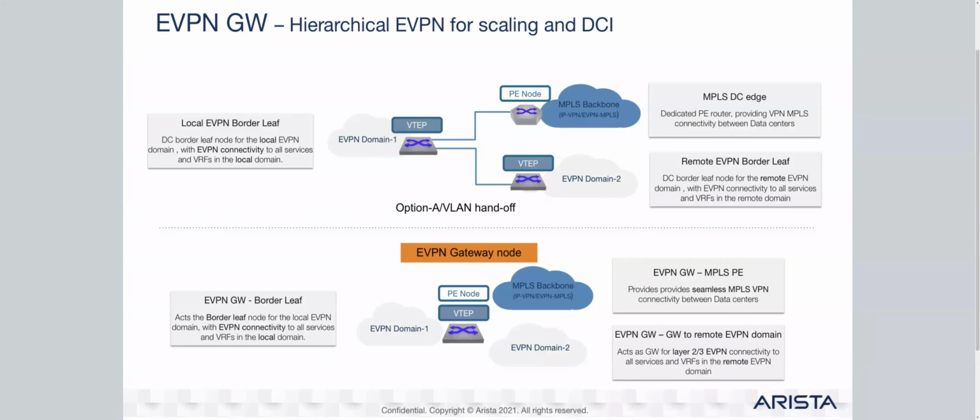And you could do a similar type of option A VLAN handoff model if you want to interconnect two EVPN domains within the same site. So certainly that's a solution that's possible today. What we're talking about with the EVPN gateway, though, is giving you the capability to collapse that two-box solution, with one box providing the connectivity to the EVPN domain and another box providing connectivity to the MPLS domain, into a single box, which we're terming the EVPN gateway.